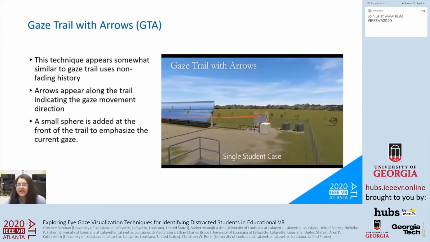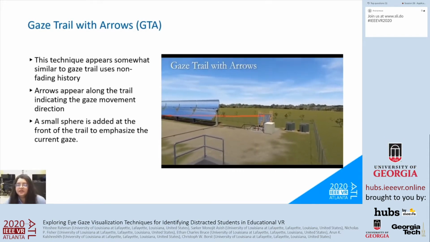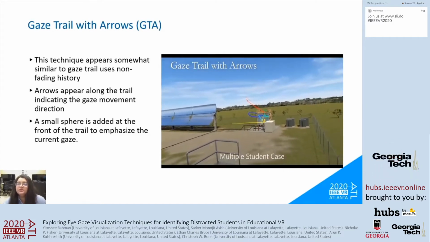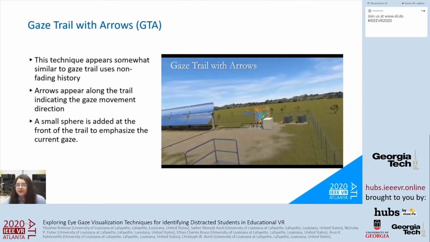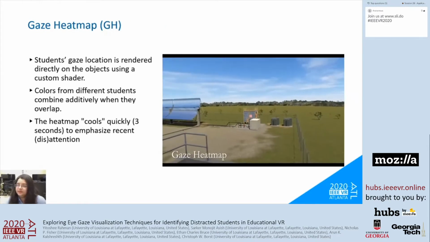Gaze trail with arrows. This technique appears somewhat similar to gaze trail, but this one uses a non-fading history. Here arrows appear along the trail indicating the gaze movement direction, as you can see in the video. A small sphere is added at the front of the trail to emphasize the current gaze point.